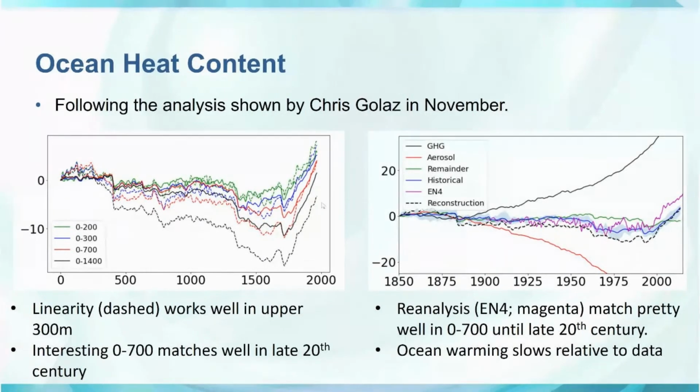Just to take a look at how well we do without any reconstruction or modulating the aerosol cloud impact, you can look at the right-hand panel here. In particular, you can see from the blue line with the shading around it, which is the historical mean plus the ensemble variability, it compares quite nicely in the 0 to 700 layer to the data, which is a reanalysis product, until the latter half of the century where we don't warm enough.